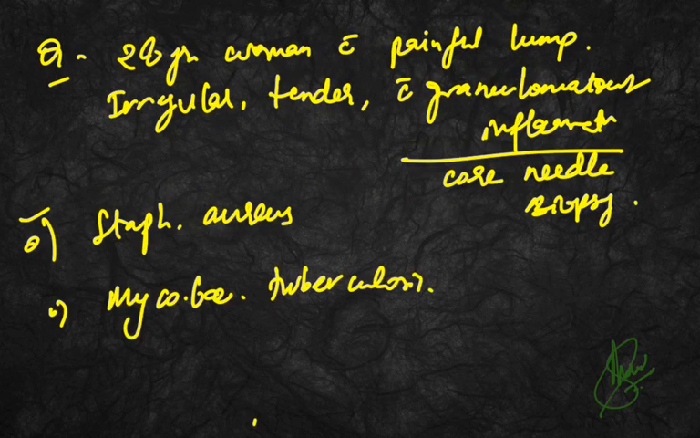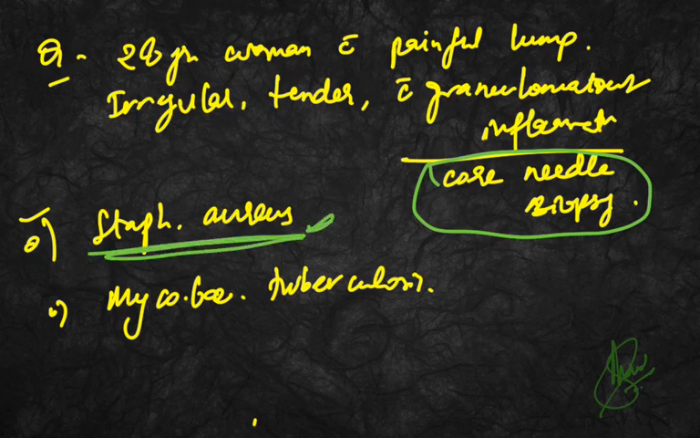Now, a 28-year-old woman with a painful lump in the breast, irregular and tender, with no fever also. On core needle biopsy, granulomatous inflammation was seen. So which of the following organisms is affecting? That is Staph aureus, which will be the affecting organism.